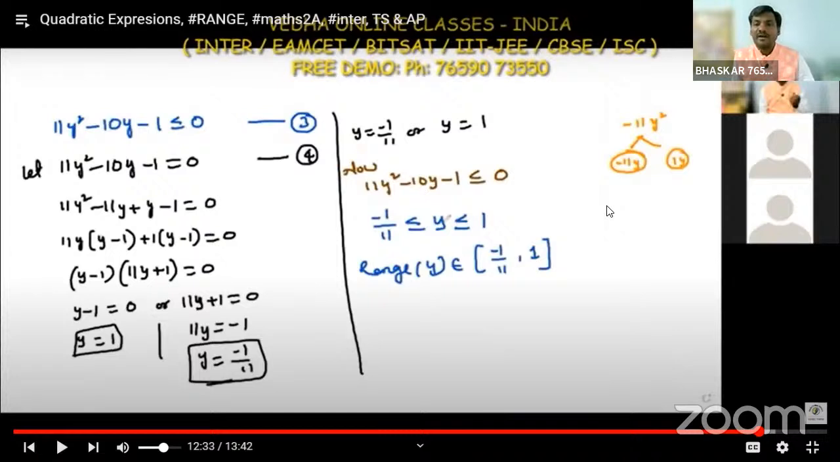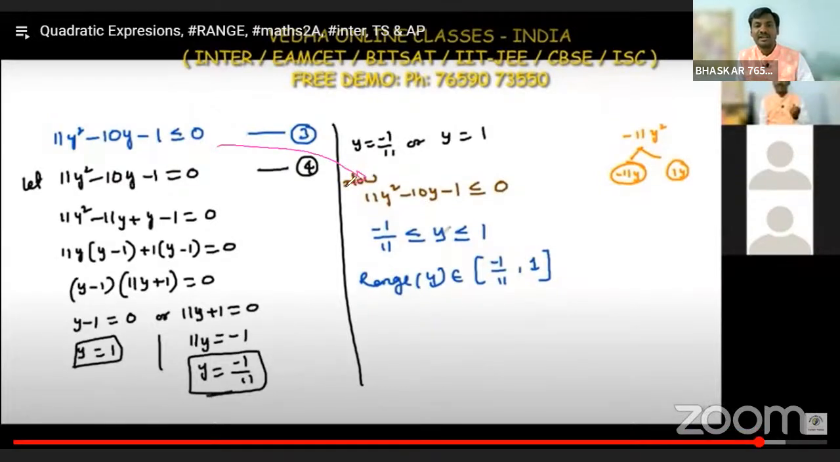Okay, now how to apply the same condition for this inequation, less than or equal to. Whenever we have the less than or equal to symbol, always remember, write the smaller value, less than or equal to, same symbol, then y, then write the bigger value. It lies between. If you take the number line, here we have minus 1 by 11 and here it is 1. It lies between, including these two values.